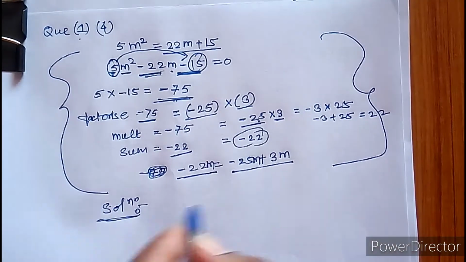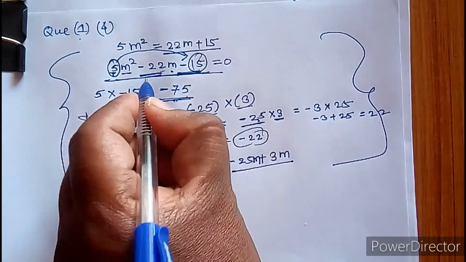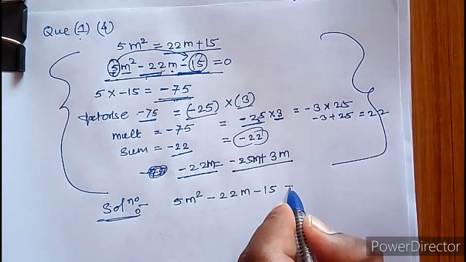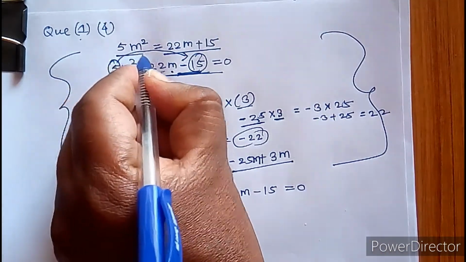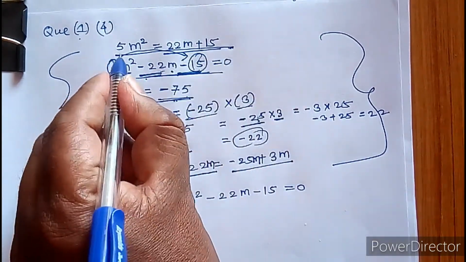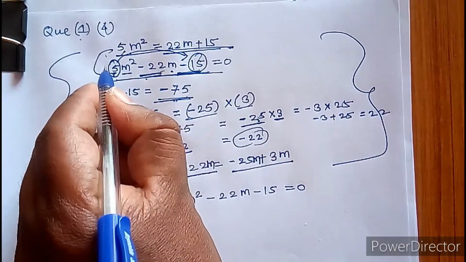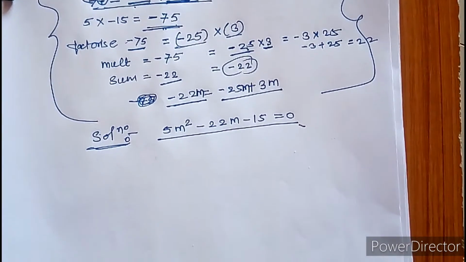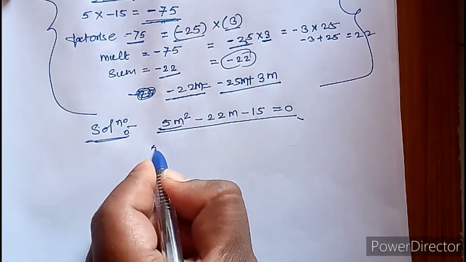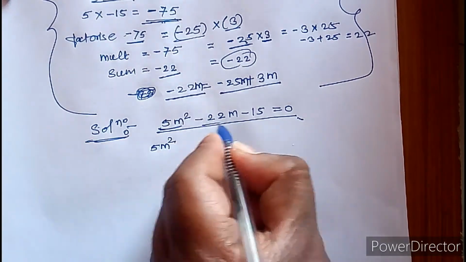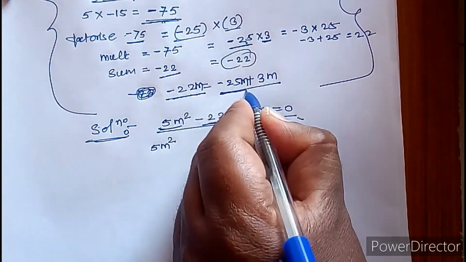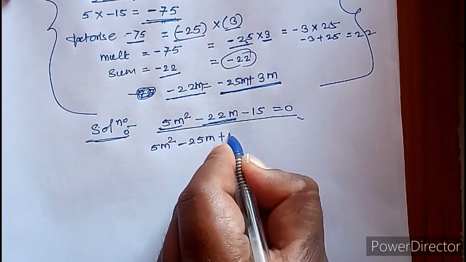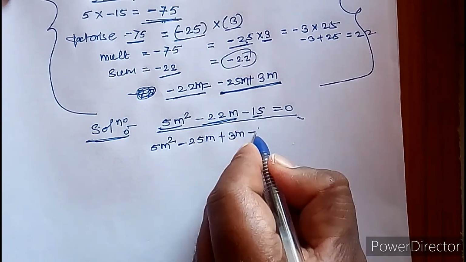For solving, write down the standard form of the quadratic equation, which is 5m square minus 22m minus 15 equals to 0. This is the given quadratic equation, which we have changed into the standard form. Now we are solving this quadratic equation. Write 5m square as it is, minus 22m can be written as minus 25m plus 3m, and minus 15 as it is, equals to 0.